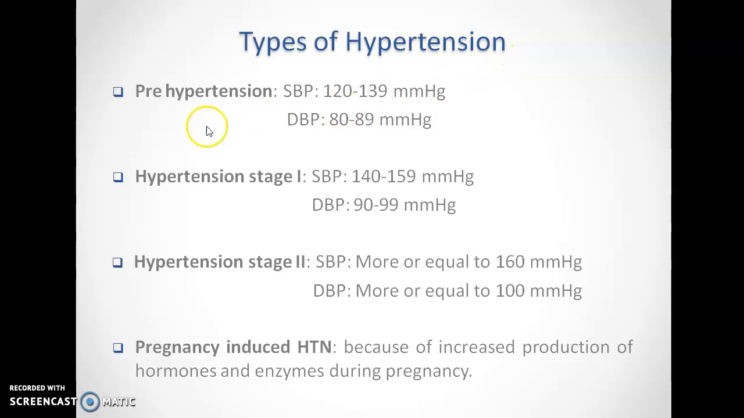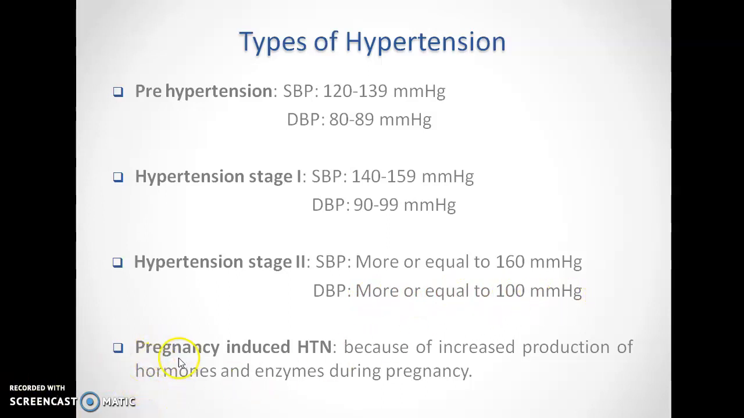Types of hypertension. First type is prehypertension. Systolic blood pressure in prehypertension is in between 120 to 139 mm of Hg and diastolic blood pressure is 80 to 89 mm of Hg. Second type of hypertension is hypertension stage 1. In this, systolic blood pressure is 140 to 159 mm of Hg and diastolic blood pressure is 90 to 99 mm of Hg. Hypertension stage 2. In this stage, systolic blood pressure is more or equal to 160 mm of Hg and diastolic blood pressure is more or equal to 100 mm of Hg.